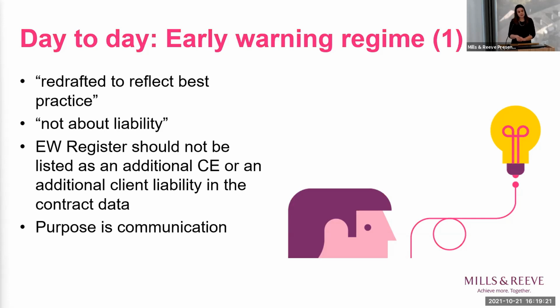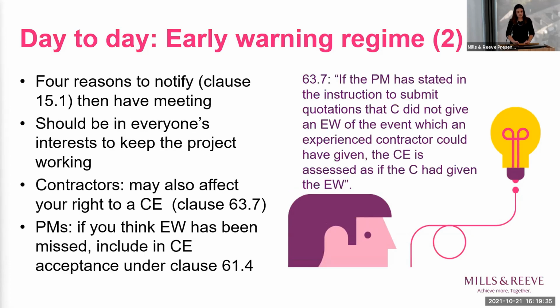And the key point is it's not about liability, it's about communication. So the early warning register shouldn't be listed as an additional compensation event or as an additional client liability in the contract data under either of the forms. There are 4 reasons to notify under the engineering and construction contract. It's because you become aware of any matter which could increase the total of the prices, delay completion, delay meeting a key date, or impair the performance of the works in use.